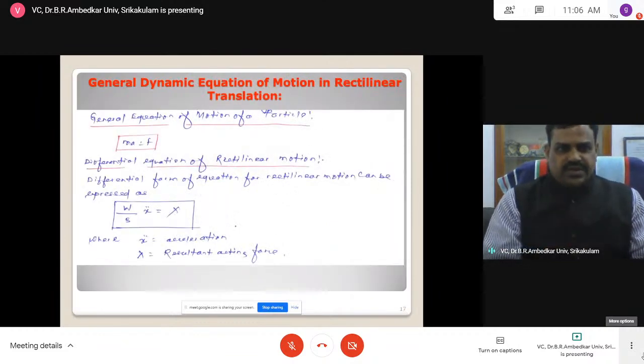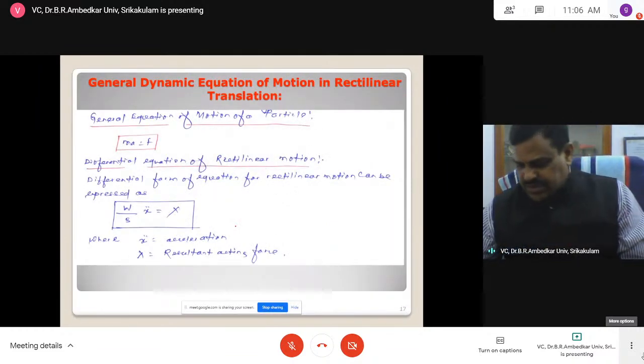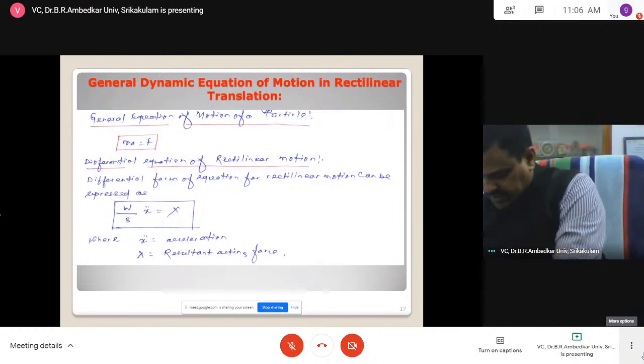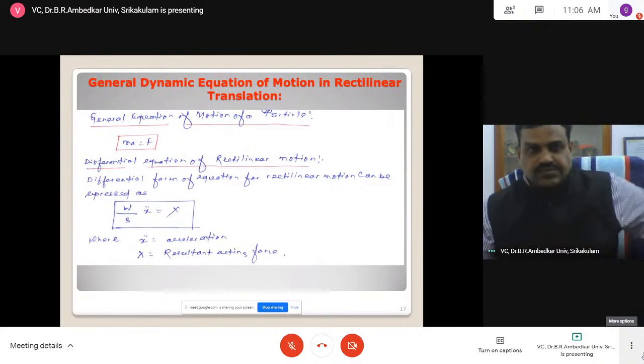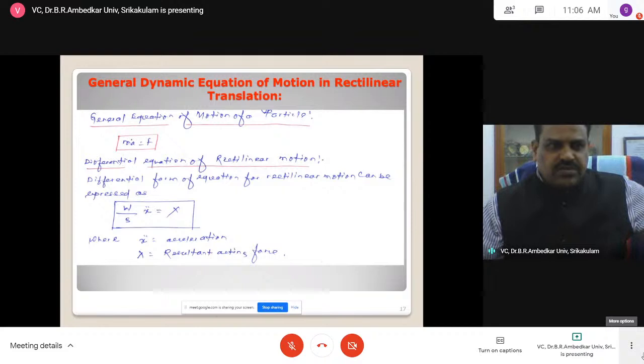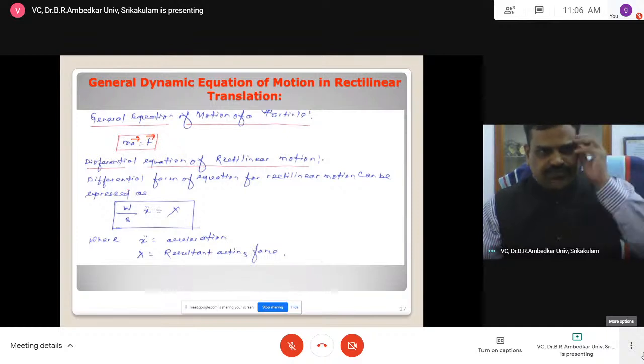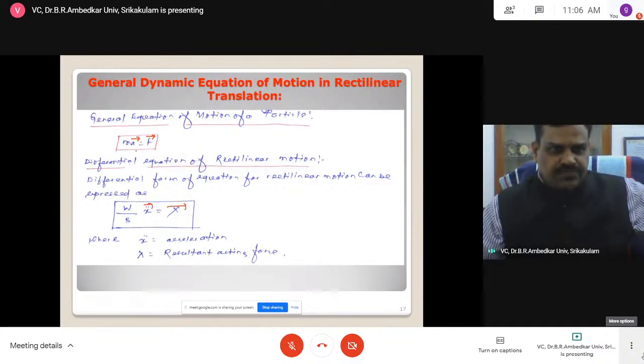Now let us start with the general motion in the two-dimensional case. How are we considering a two-dimensional case? Here, force is equal to mass into acceleration. These two should be in the same direction, and these two should be in the same direction. Both are the same.